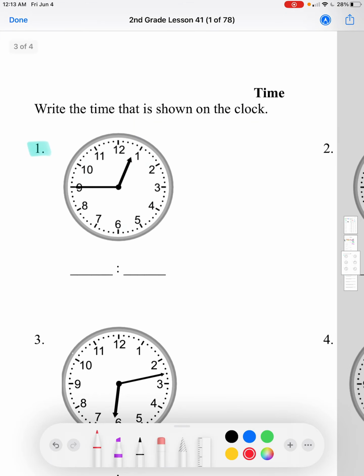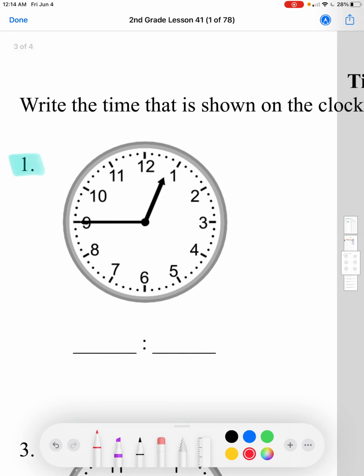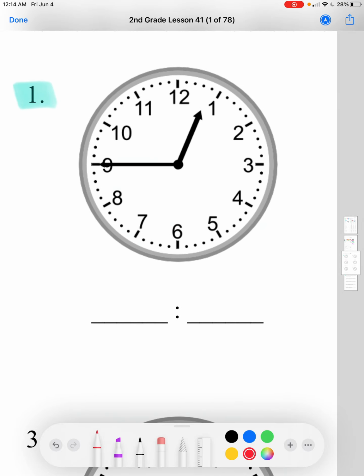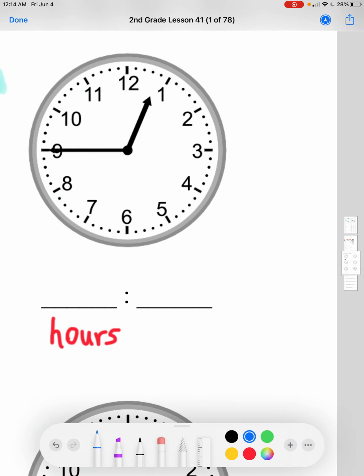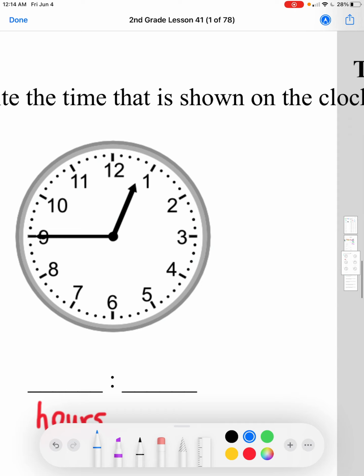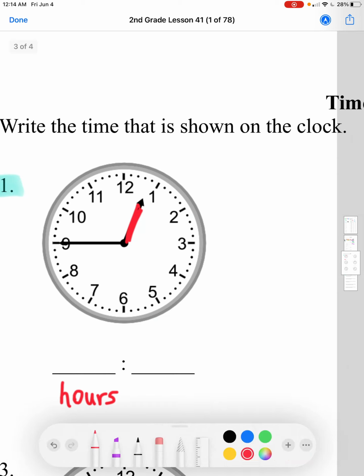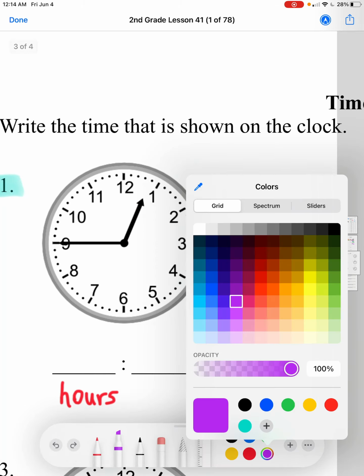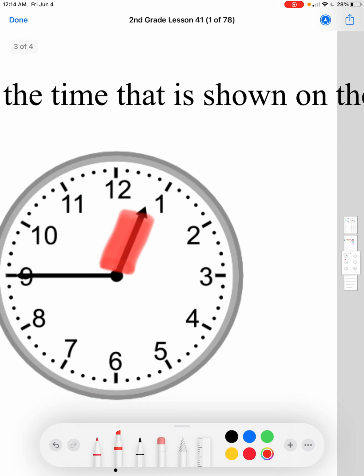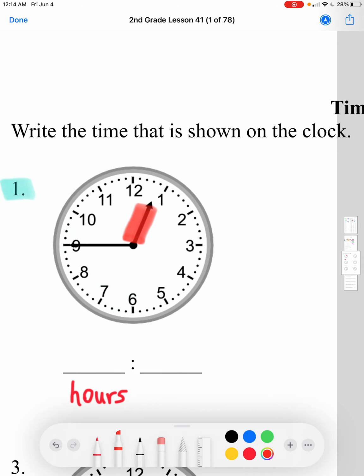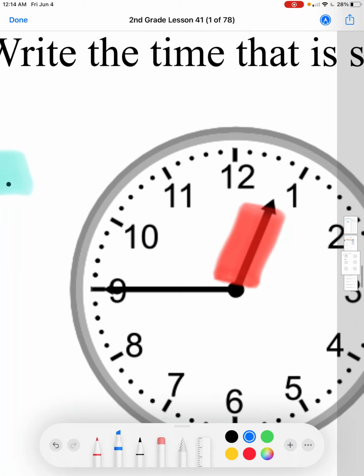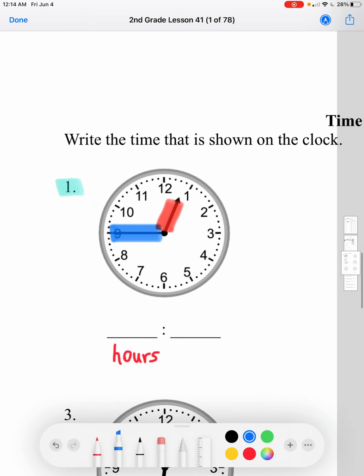Let's go into time. It says to write the time that is shown on the clock. So let's look at this right here. Remember, the short hand is the hours, and that's this part right here. This is the hours, and then the minutes is the long hand right here. These are the minutes.